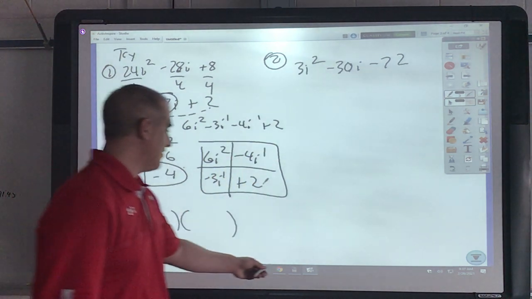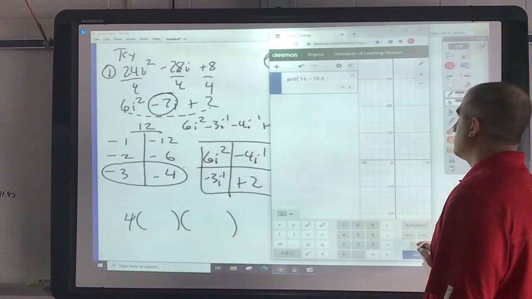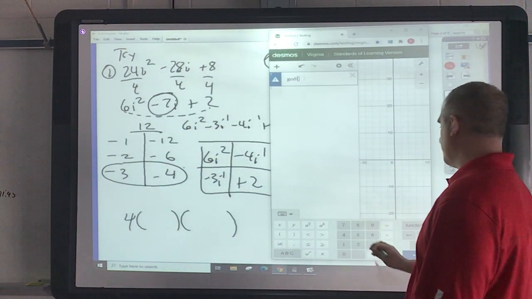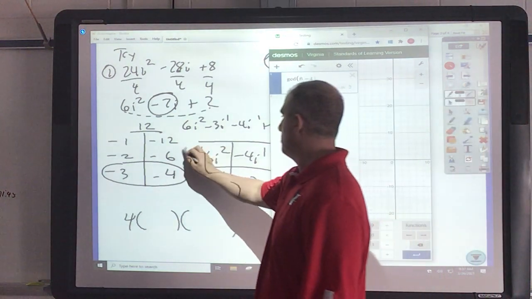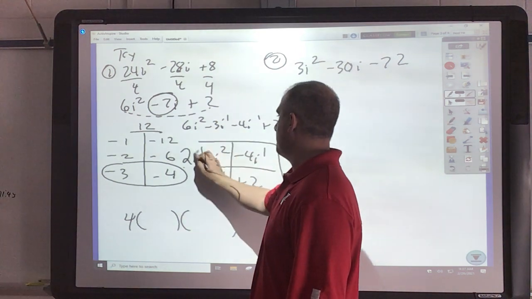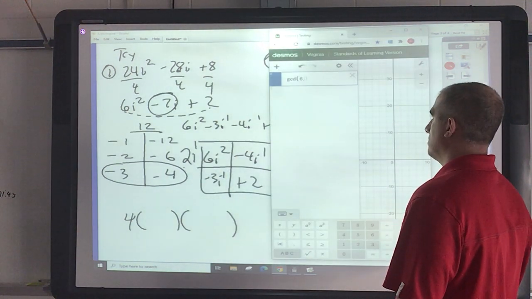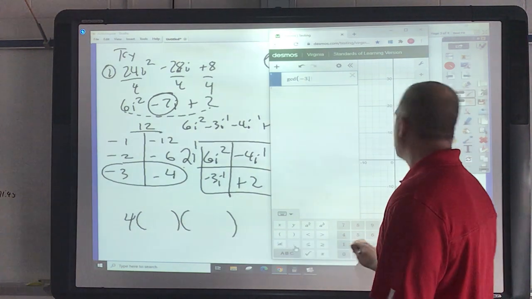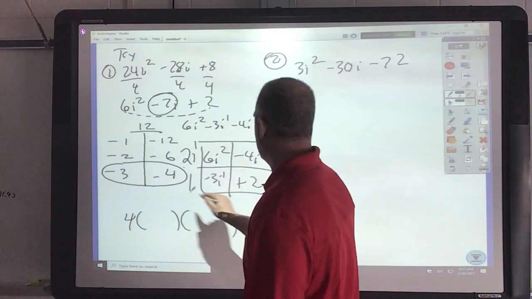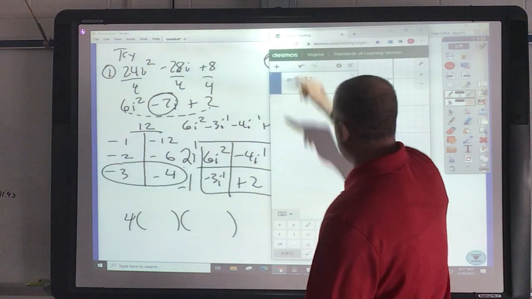Just GCFs now at this point. Okay, that's all I got to do. Okay, 6 and negative 4. It's going to be 2, i squared, and i, that's i to the first. Okay? So I got negative 3 and 2, which would be 1. Okay, there's a minus there, so it's a minus. i to the first, no i. Okay? Then I go that way.